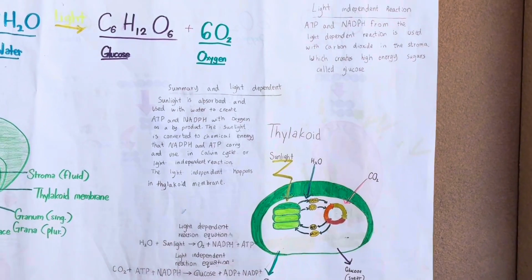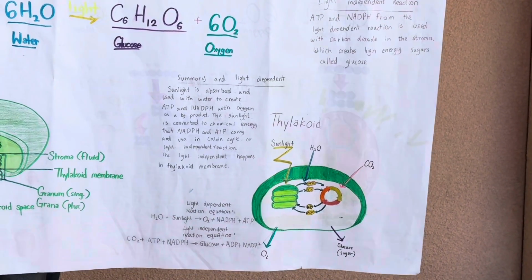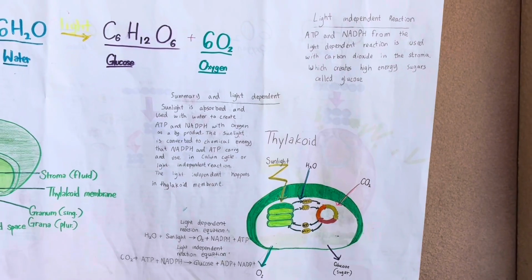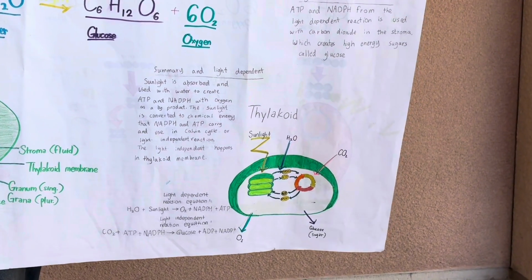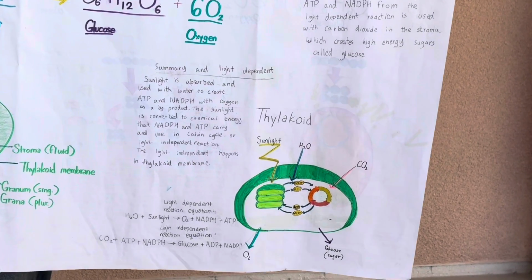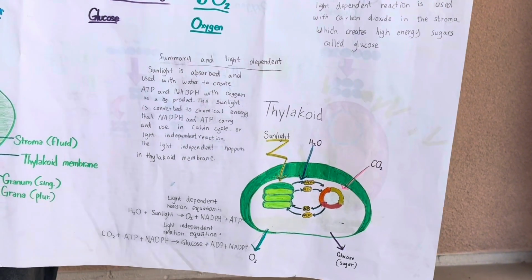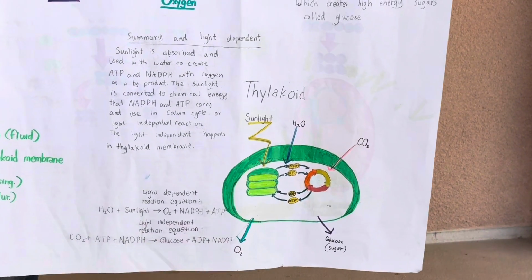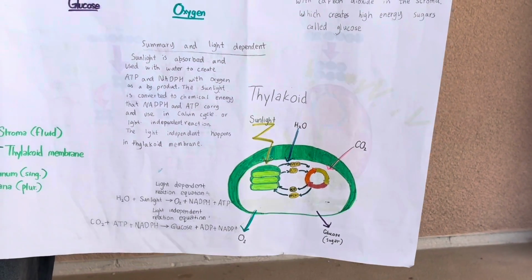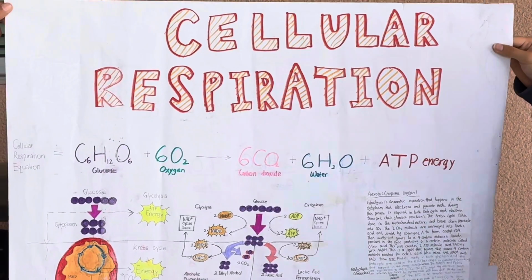Light-independent reaction: ATP and NADPH from the light-dependent reaction are used with carbon dioxide in the stroma, which creates a high-energy sugar called glucose. The equation of the light-independent reaction is carbon dioxide plus ATP plus NADPH equals glucose plus ADP plus NADP+.